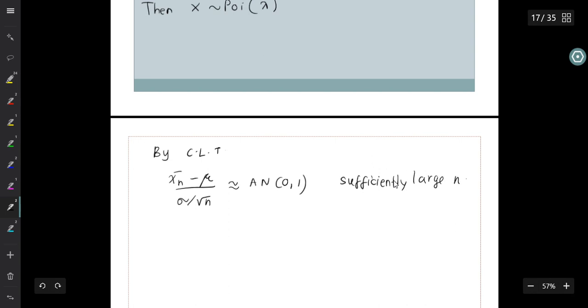And x bar is what? That is sum of x over n. X is the sum of x's, minus its mean. Now this is about the xi's, not the sum of x's, just the xi's. They are sigma over lambda over n, and the variance lambda over n, divided by square root of n, is approximately normal 0, 1 for sufficiently large n.